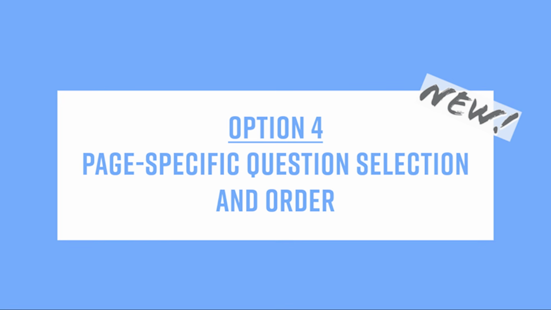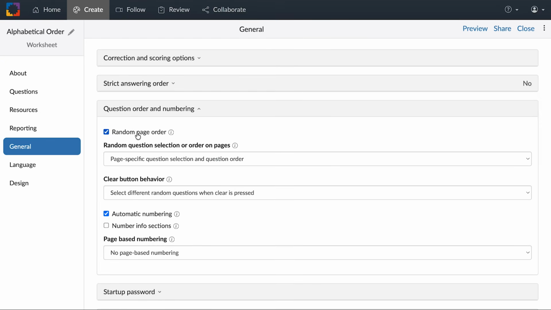Let's move down to the next new option. So we have the random page order, which is enabled, which is new. This is also new, random question selection or order on pages. So this is only showing up because you've created question pages for your questions in BookWidgets. So here are 3 options.